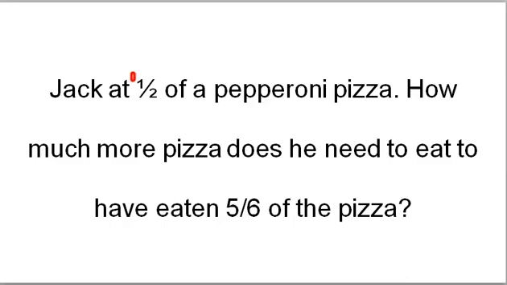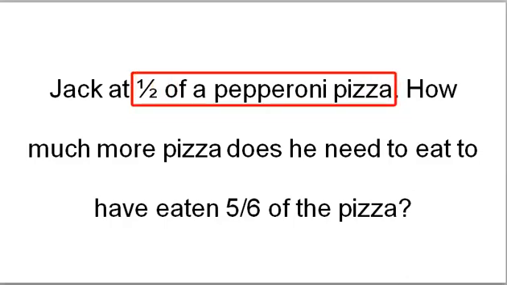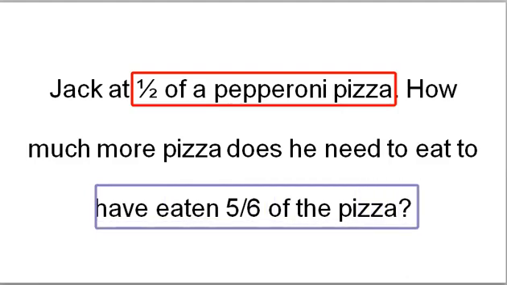All right. So he ate one half of a pepperoni pizza, and then we want to know if he eats more pizza. So he's going to eat some more pizza, and then he's going to have eaten 5/6 of a pizza. So when it's all said and done, he's going to have eaten a total of 5/6 of a pizza. So he starts with half a pizza, he eats more pizza, and then he has 5/6 of a pizza.